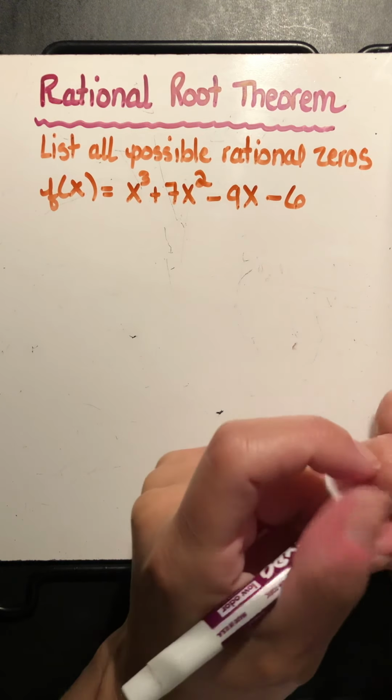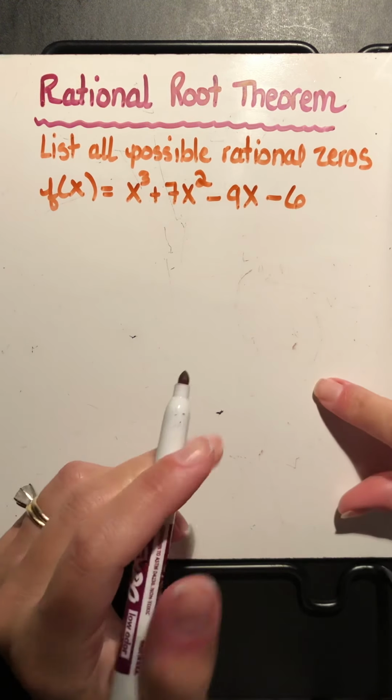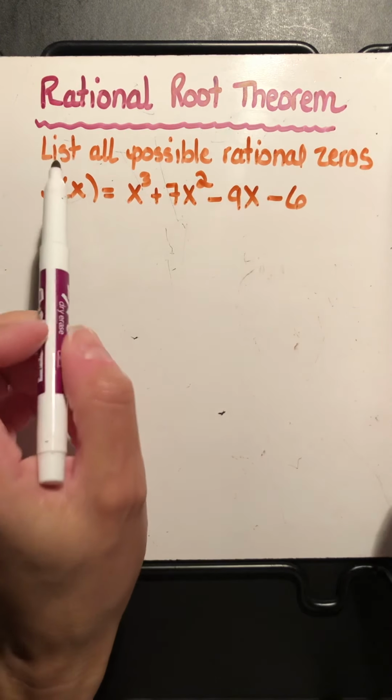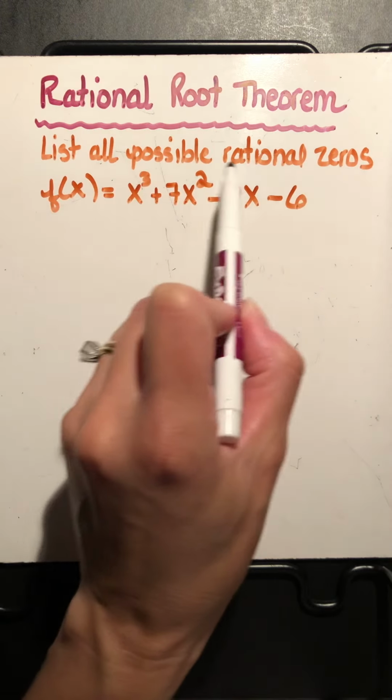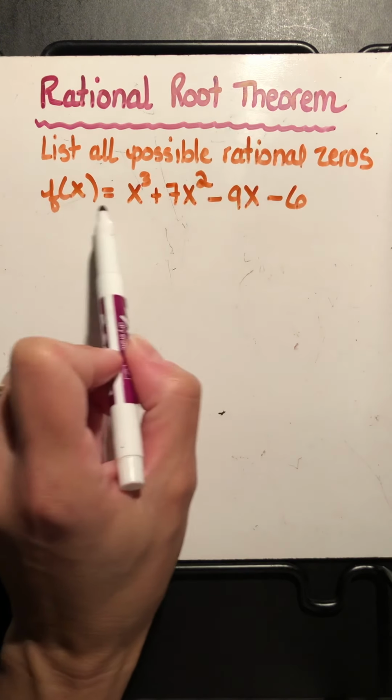Good morning and welcome to a video on the rational root theorem. So you're often given a typical problem like this in Algebra 2 where it says to list all possible rational zeros and you're given a polynomial.